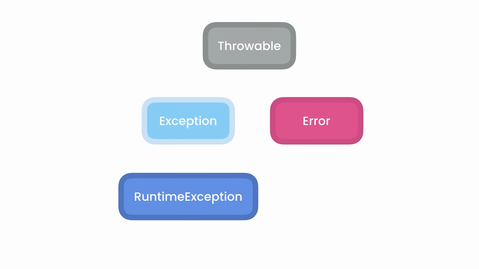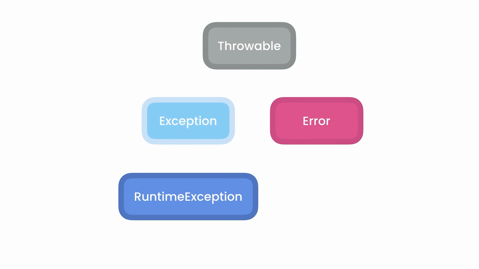Now let's look at the classes that represent different types of exceptions. At the top of the exceptions hierarchy, we have the throwable class, which defines the common characteristics for all exceptions and errors, like an error message and the stack trace. So every kind of exception or error has an error message and a stack trace.